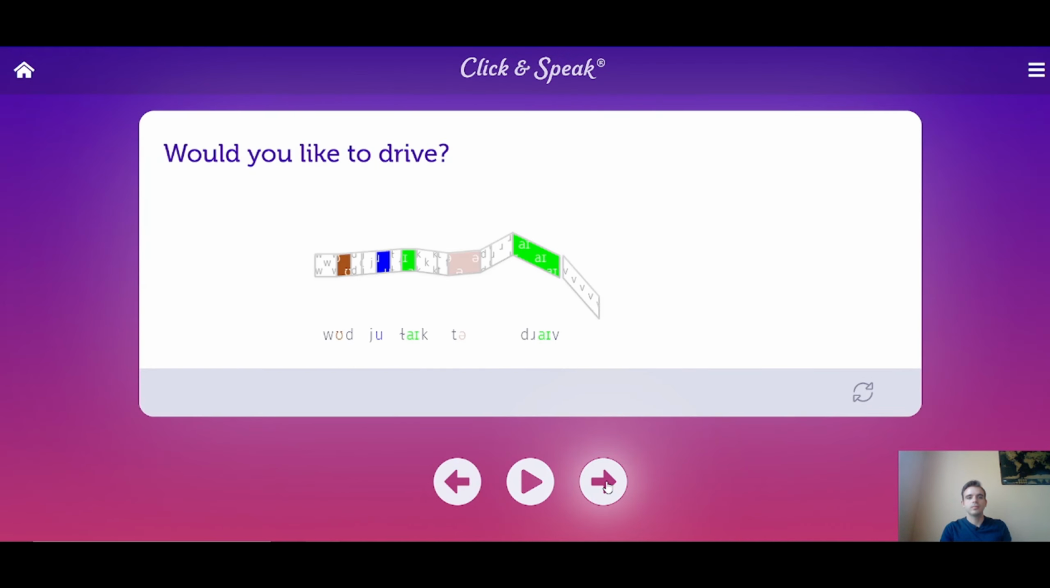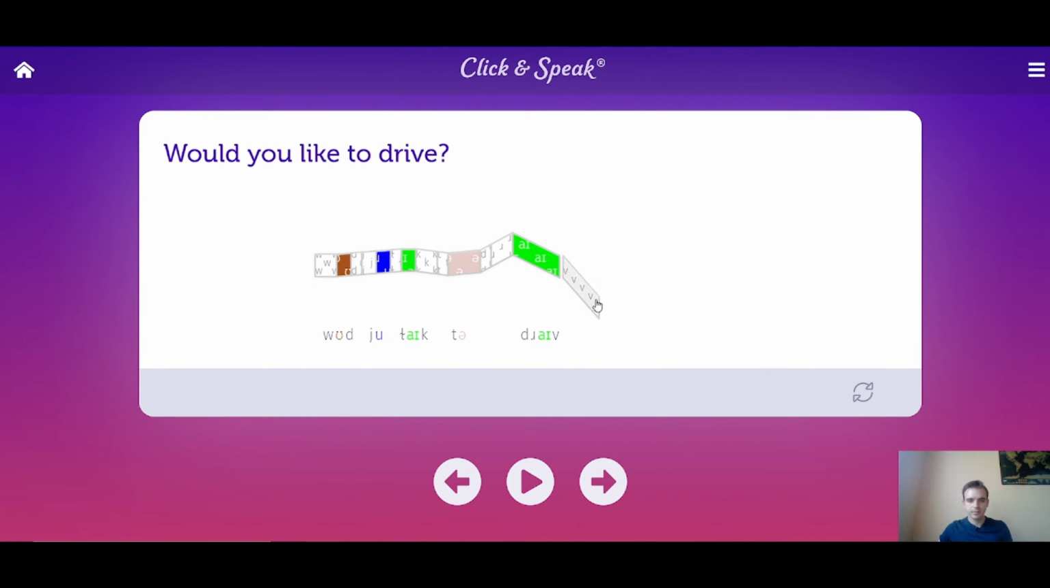Would you like to drive? All right, I'm going to listen to it again. Would you like to drive? Here, what's interesting is his intonation. Would you like to drive? All right. And I can see how the intonation changes thanks to this intonation curve.